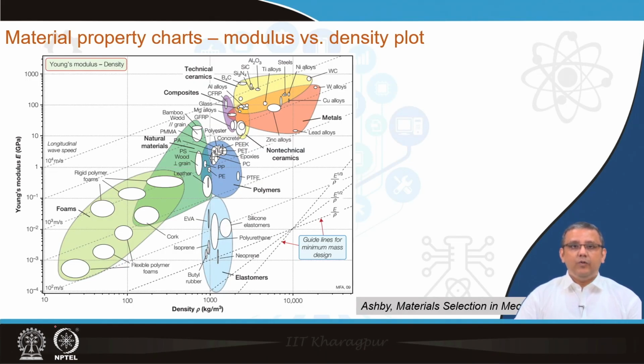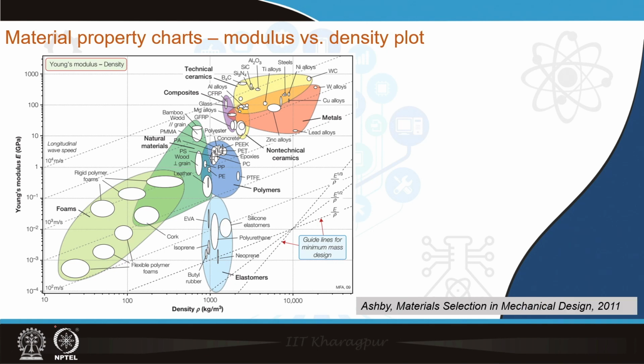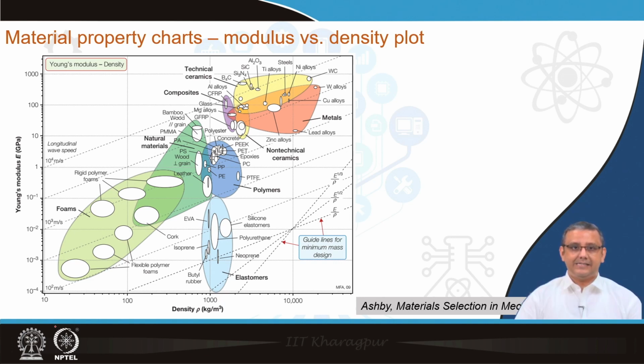In the last lecture, we already started with this material property chart of Young's modulus over density. In this plot, as you can see, Young's modulus is plotted along the y axis and density is plotted along the x axis. As we discussed in the last class, there are some salient features of this kind of plots. First, typically both the x axis and y axis are in logarithmic scale. This actually allows plotting all materials that are known to us in one particular plot.